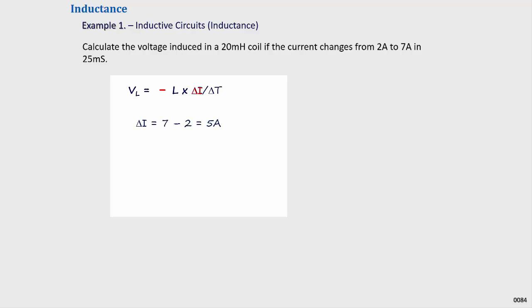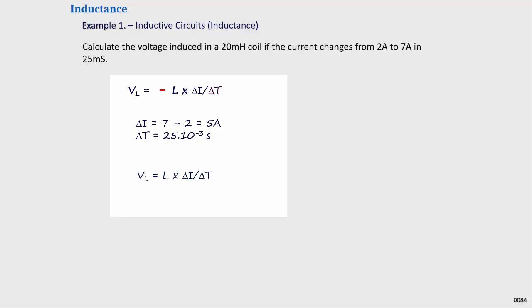So the change in current, delta I, is equal to 7 minus 2, which equals 5 amperes. Note, it is the size of the change that is important, not the direction. It doesn't matter if the current was increasing from 2 to 7 or decreasing from 7 to 2. The change is still 5 amperes. And the time taken, delta T, is equal to 25 times 10 to the power minus 3 seconds.